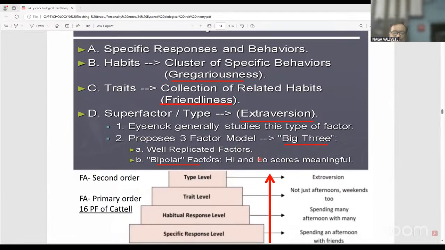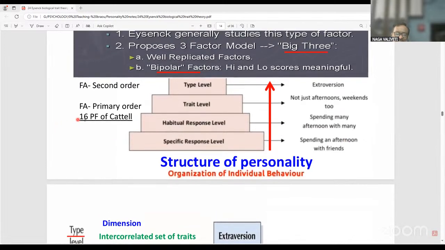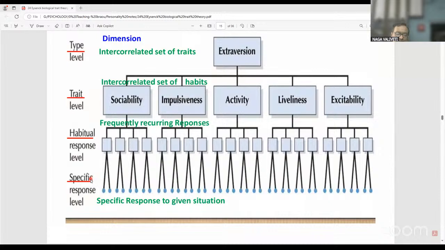He had come to three factors, they are called the big three. Please note, the big five is different, the big three is different. Polarity, depending on the range, we will be arriving there. Cattell's primary factors led to the 5 secondary factors, but here I think he stopped with the first primary order. So the same explanation: specific response, habit to trait, trait to type.